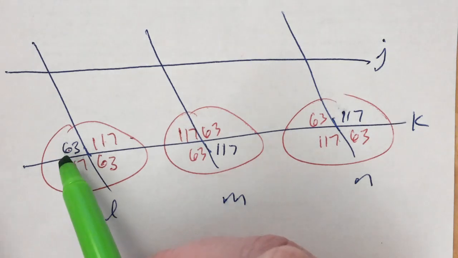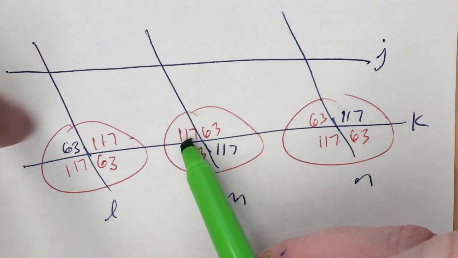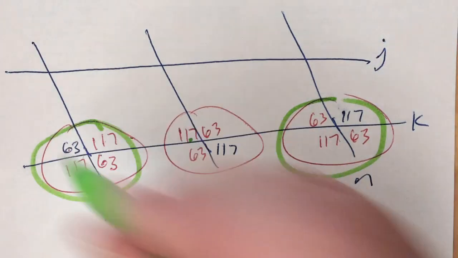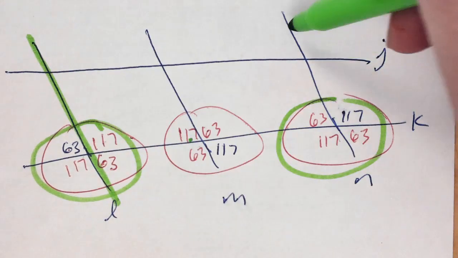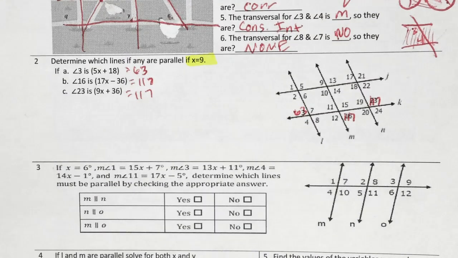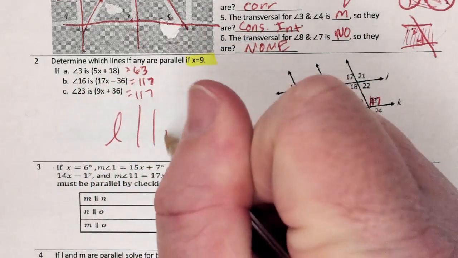Well, that's in the top left corner, this is 63. Top left corner, this is 117, so that's not working. And this right here is 63. So this and this are exactly the same. So these are the two parallel lines. So L is parallel to N. And that's what they were trying to figure out. So what they were asking for was what was parallel, and that was L is parallel to N.